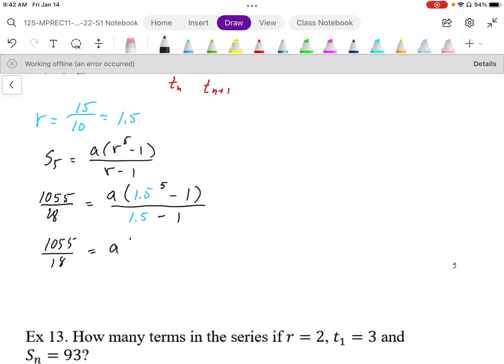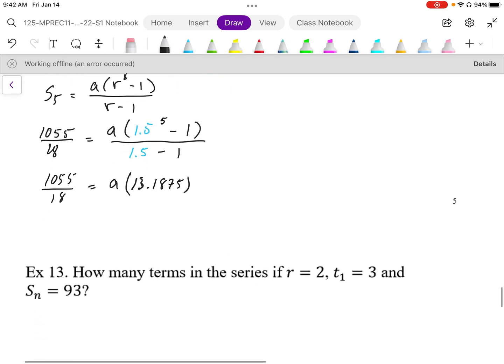This a, I'm just going to work that out all as one coefficient. So 1.5 to the power 5 minus 1 and divided by 1.5 minus 1, which is 0.5. And we end up with a is equal to, I'm just going to keep it as a decimal, 13.1875. Okay, so that's an exact decimal, so don't round it.